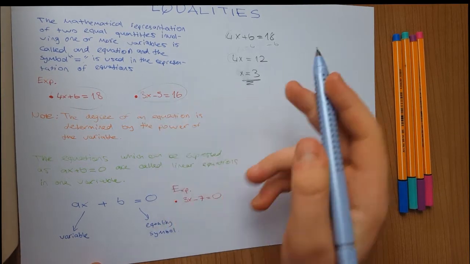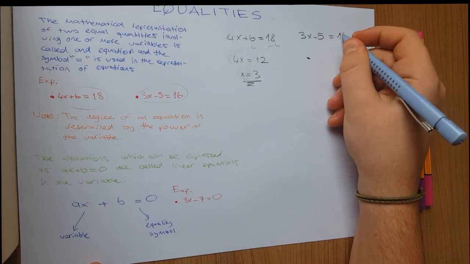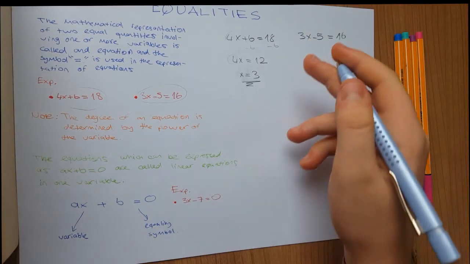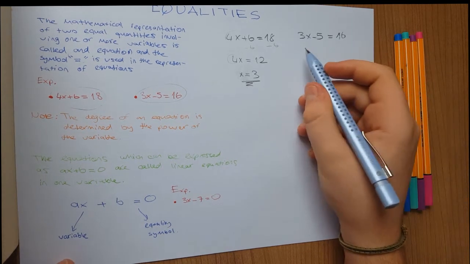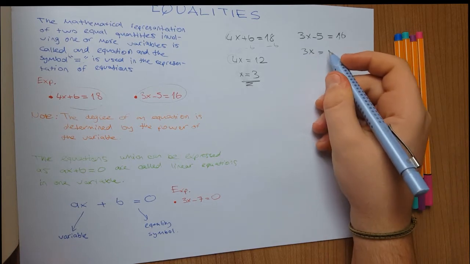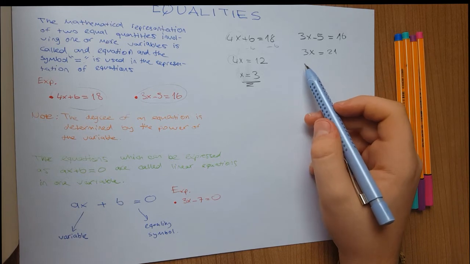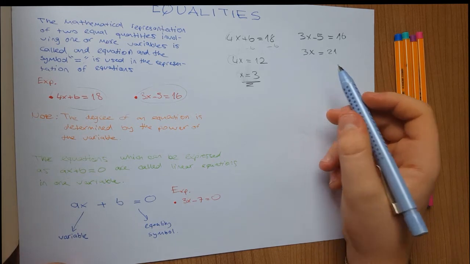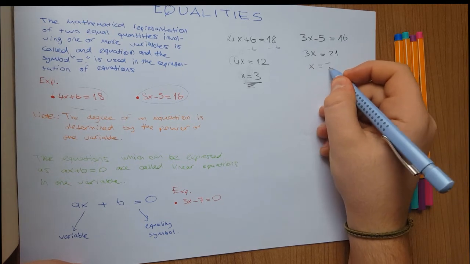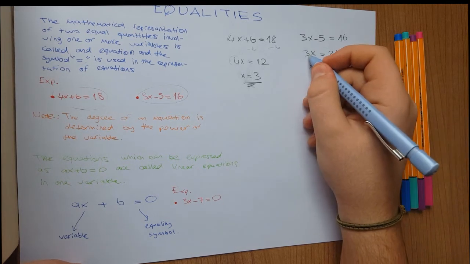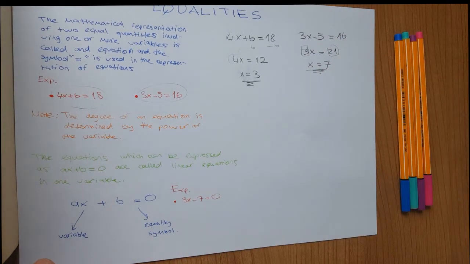Let's do the other one. We still have to leave x alone, so we have to add 5 to each side. If we do that, we get 3x equals 21. And now we have to divide each side by 3 in order to leave x alone. Then we will get the result, x equals 7, if you divide each side by 3. And this is how you solve equations basically.